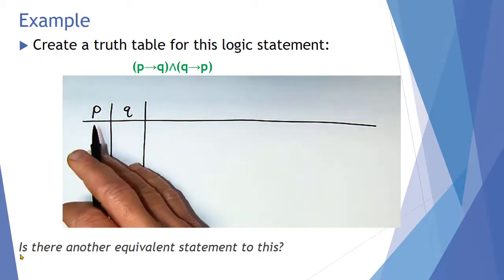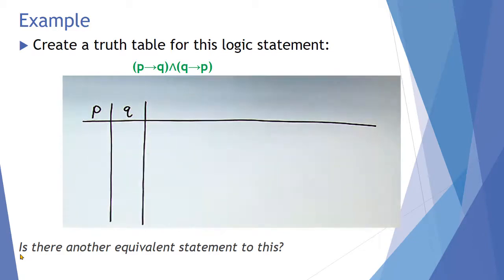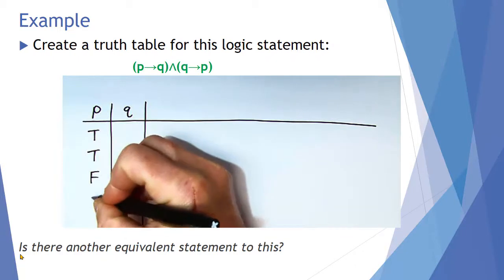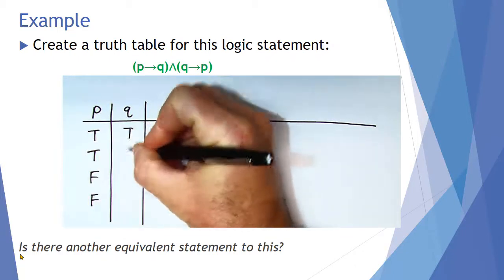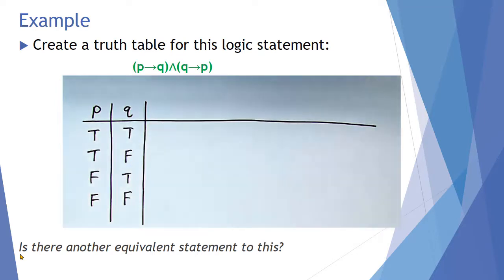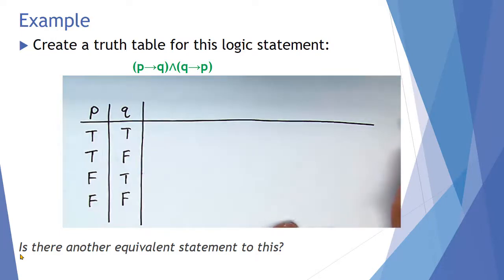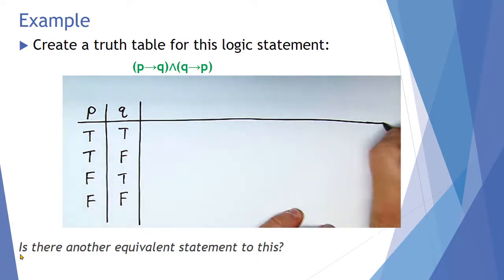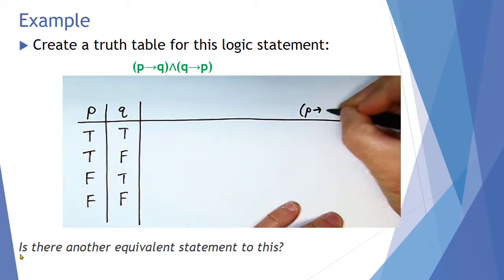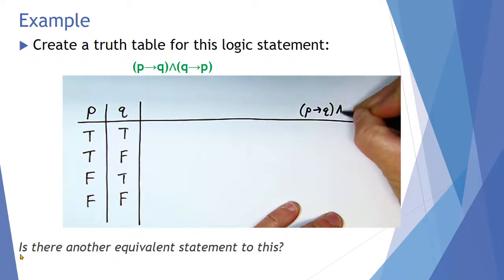So for starters, we're going to have P and Q. Those are our simple statements. And of course, we'll have the normal conditions on those. True, true, false, false for P, and true, false, true, false for Q. That ensures we see every combination of conditions for those two simple statements. Now, our final statement that we want to build, we're going to put on the far right. And so we're going to have P implies Q and Q implies P.